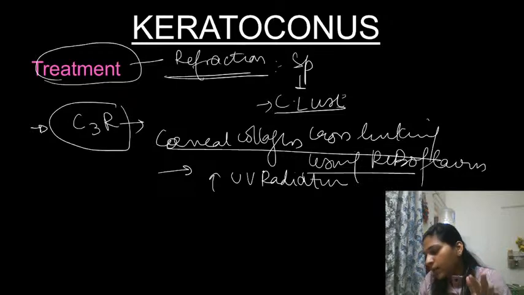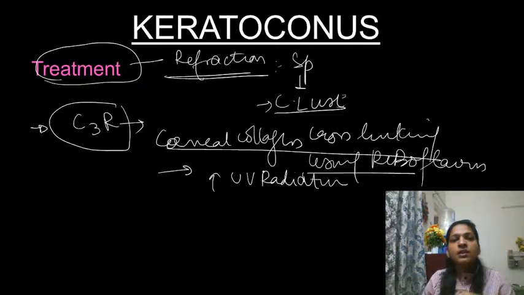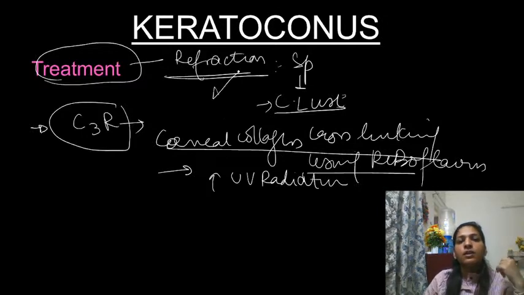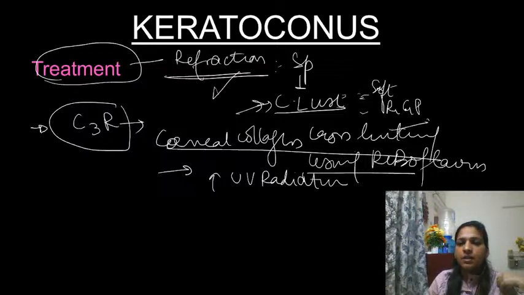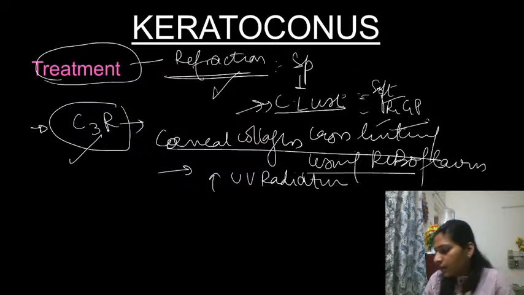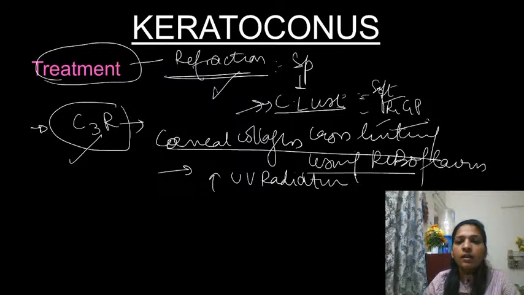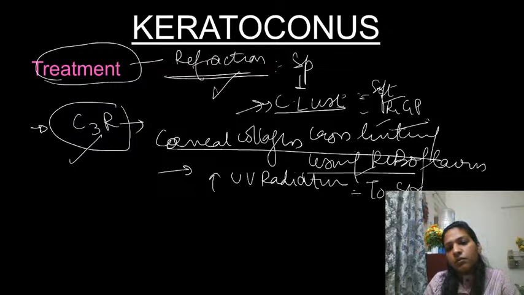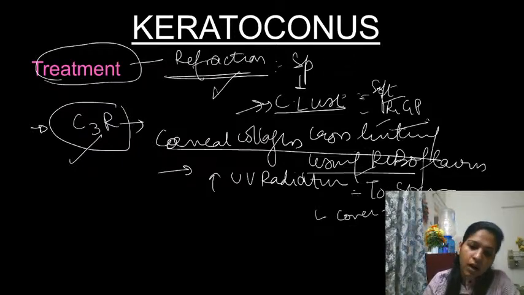Yes, Devansh, keratoplasty we can also do, but usually in the end stages. Before keratoplasty, we can give the patient soft contact lenses or rigid gas permeable lenses, that is RGPs. C3R, corneal collagen cross-linking using riboflavin, increases the covalent bonds in the collagen fibrils. It strengthens the cornea.